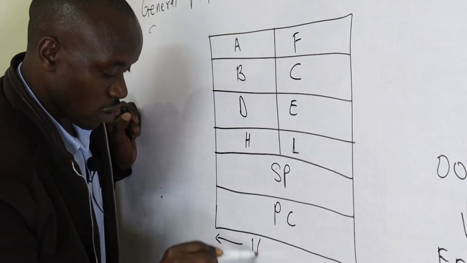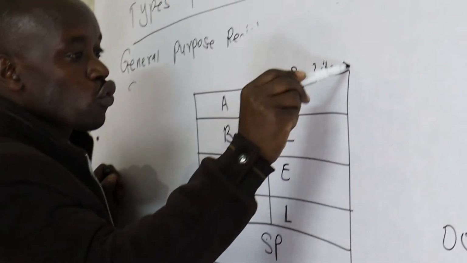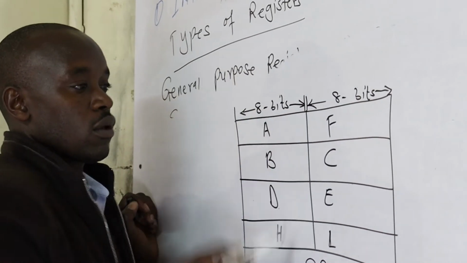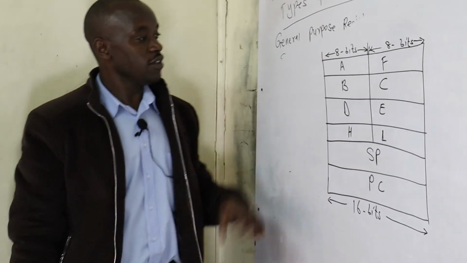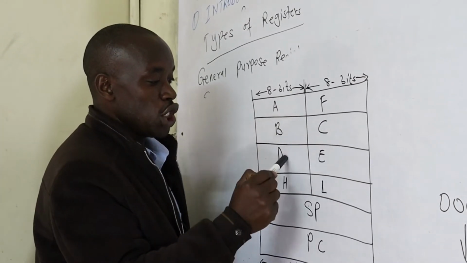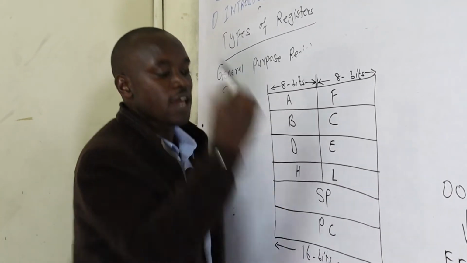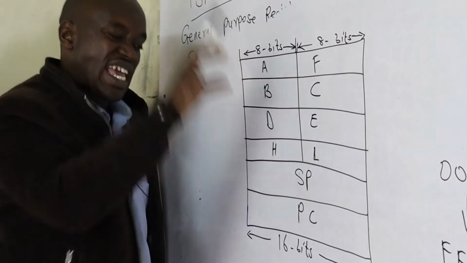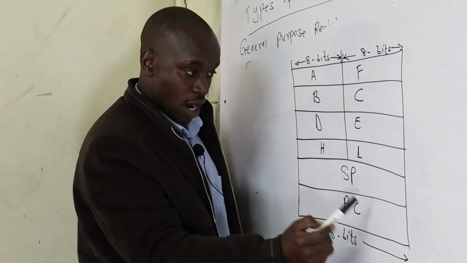In our diagram, this one is always 16 bits, but from here to here, this is 8 bits. If you are keen on this diagram, there's a reason why I was drawing it. All these registers, register A, which is the accumulator, the flag register, register B, C, D, E, H, and L, are always 8 bits. But the stack pointer and the program counter, and I repeat again, are always 16 bits. So this diagram shows you clearly the number of bits in each register. A up to L are 8 bits. Stack pointer and program counter are 16 bits.